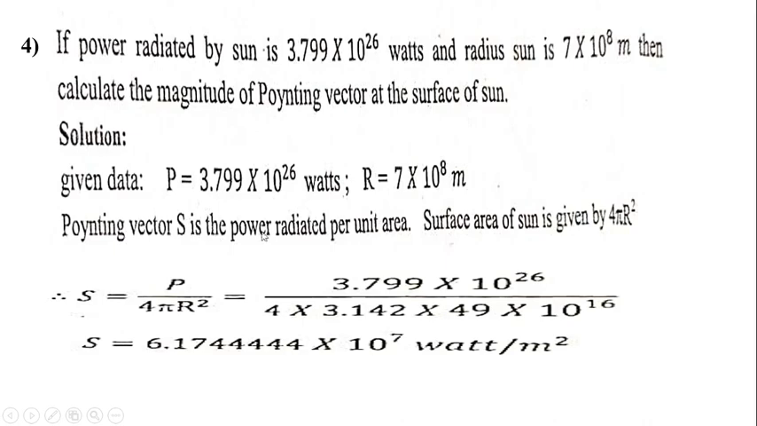So Poynting vector S is the power radiated per unit area, that is surface area of the sun, is given by 4 pi R square. So S equal to P upon 4 pi R square equal to 3.799 into 10 raised to 26 upon 4 into 3.142 into 49 into 10 raised to 16. So S equal to 6.174 into 10 raised to 7 watt per meter square.